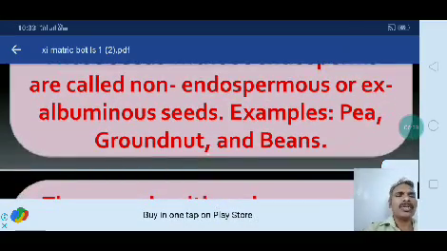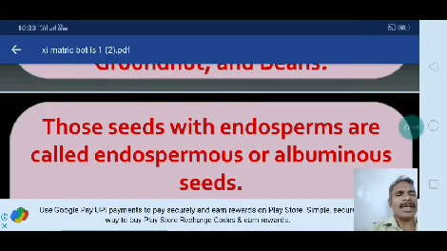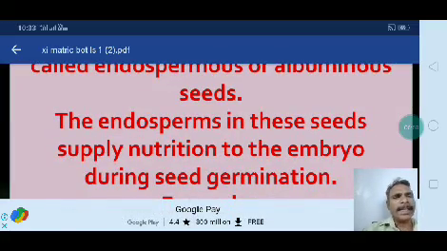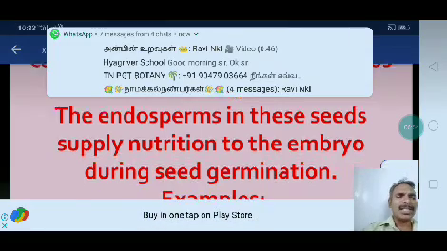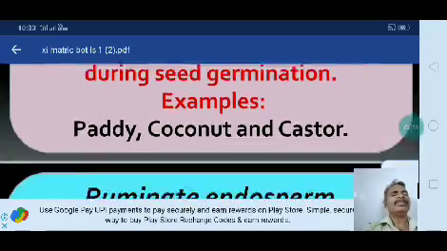Example: pea, groundnut, and beans. Those seeds with the endosperm are called endospermous or albuminous seeds. The seeds have endosperm. The endosperm in these seeds supplies nutrition to the embryo during seed germination. Example: paddy, coconut, and castor.